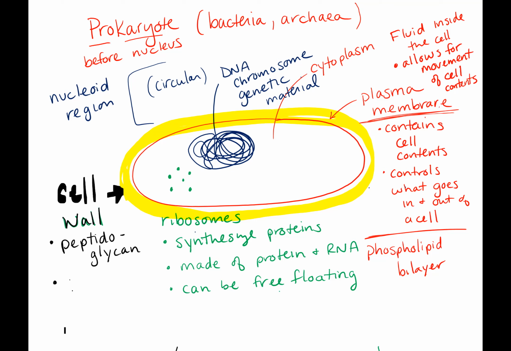And its function is protection. So it can protect the bacterial cell from drying out. It can give it structure. It can protect it somewhat from the environment. Okay, so we've got plasma membrane, we've got cytoplasm, we've got ribosomes, we have cell wall, we have our nucleoid region.